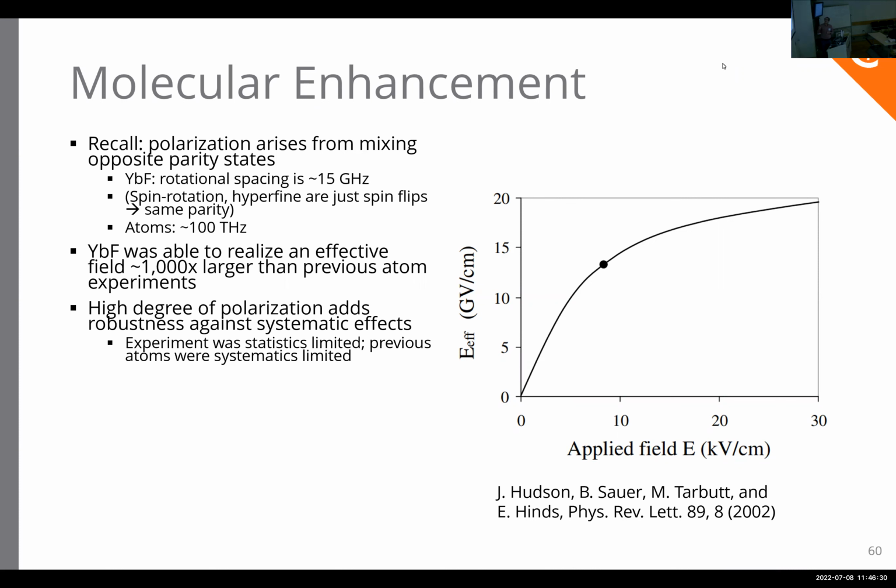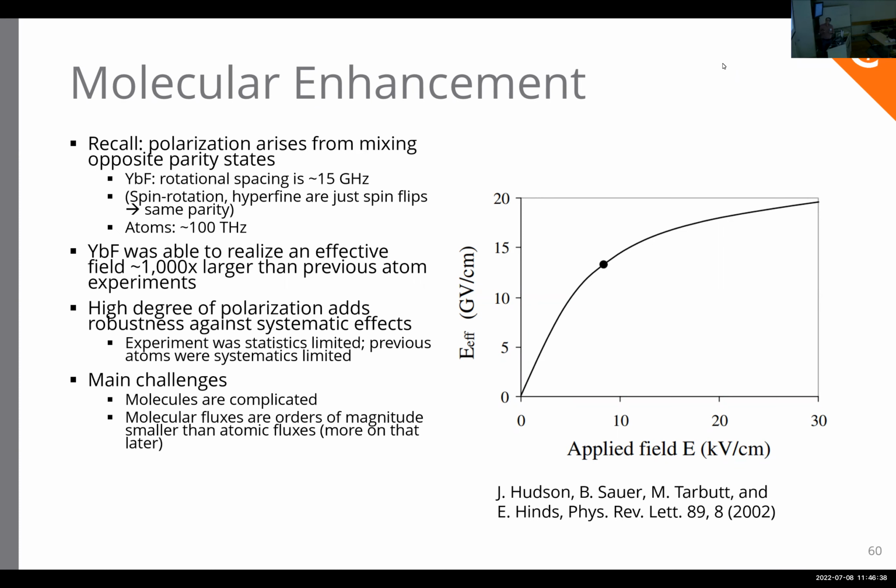The fact that you can polarize them highly doesn't just give you more sensitivity. It turns out that it's also really important for rejecting a bunch of systematic errors, some of which I'll talk more about. But what are the challenges? It's 1,000 times more sensitive than atoms, so why isn't it 1,000 times more sensitive than the atomic experiments? Because molecules are really complicated. They're hard to work with. They're even hard to make.